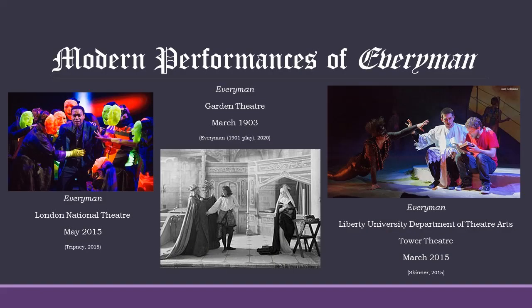Some additional examples of modern performances of Everyman. We have the London National Theatre in May 2015, which, as you can see, took a very unique approach to this show, and it got wonderful reviews, rave reviews. And then the middle image was at the Garden Theater in New York in March of 1903. So it was one of the first revivals of Everyman after the centuries in which it was not performed.